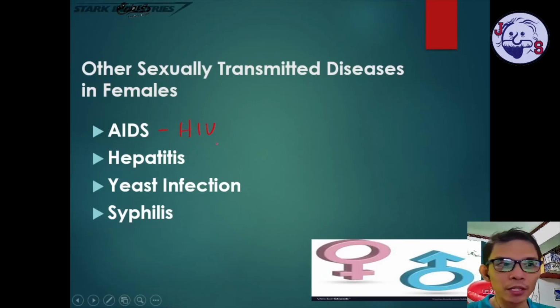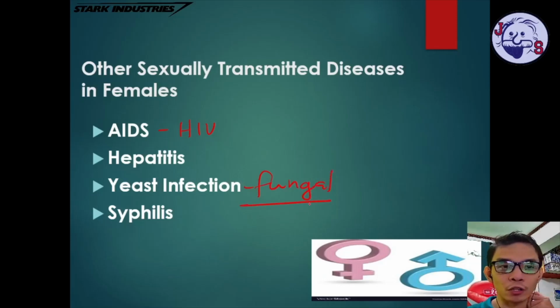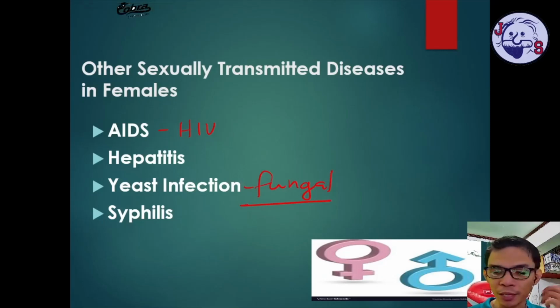Then hepatitis, and yeast infection. Yeast infection is a fungal infection. It can cause vaginal itching, or sometimes it can lead to bleeding. The next one is syphilis. Syphilis is another kind of disease which is also incurable.